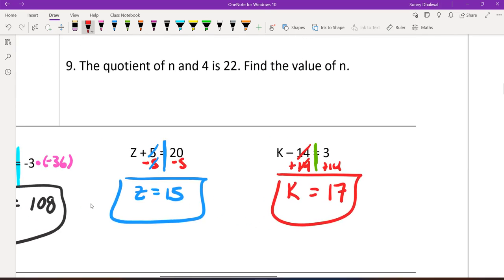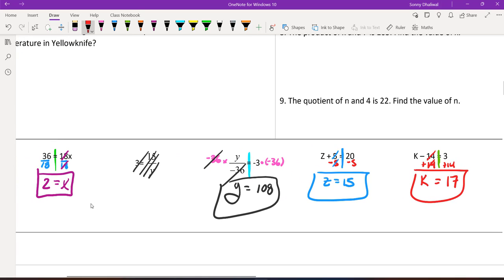So this is a lot easier than trying to do it another way. On your assignment, all your questions are going to look like this. I'm expecting to see this dividing, this multiplying, this adding and subtracting, just like this.